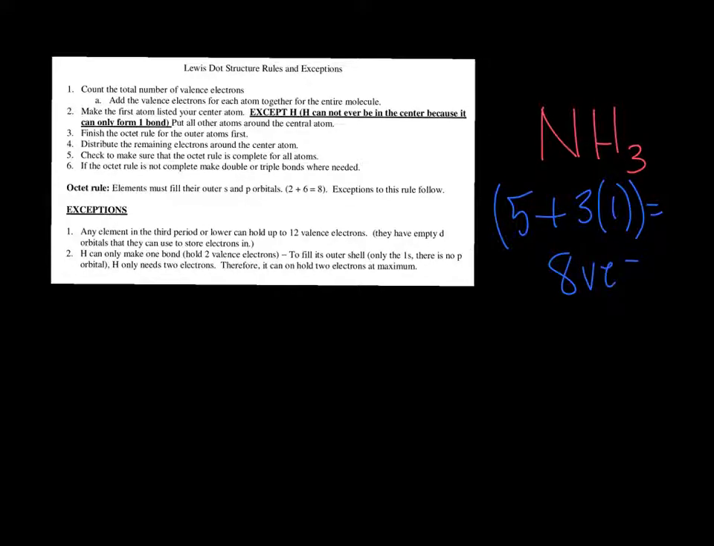All right, now after we have the number of valence electrons, we have to do number 2. Make the first atom listed your center atom. And so nitrogen's going to go in the middle, and then we have to surround nitrogen with the rest of the atoms and bond them in. So we've got 1, 2, 3 hydrogens, right? Because there's only 3 hydrogens, so we draw 3 of them.